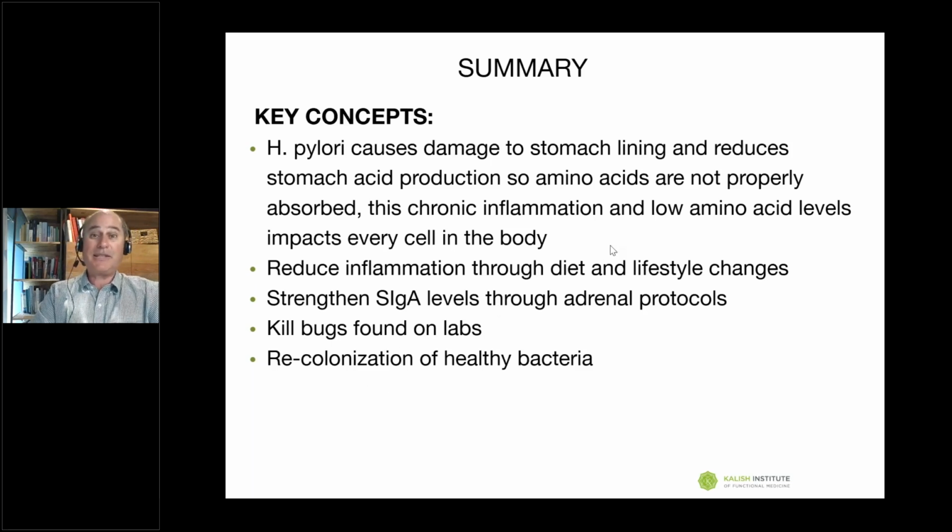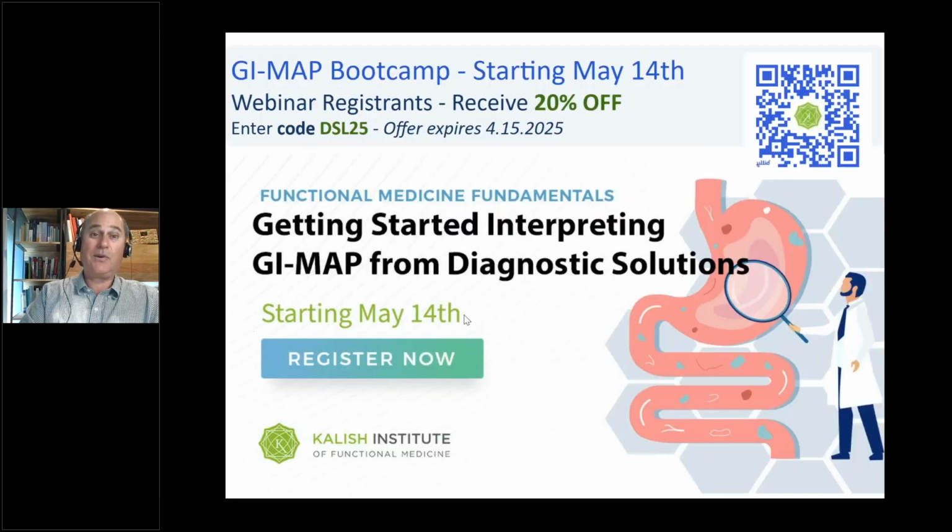The next concept is that it causes chronic inflammation in everybody, whether they have GI symptoms or not, it makes no difference. And that inflammation is deleterious to every system in the body. We want to reduce inflammation, so we want to strengthen the secretory IgA levels. You'll see that on the GI maps in a second. You want to kill the bugs that you find in the labs, and many times there's more than just one. And then you want to recolonize.